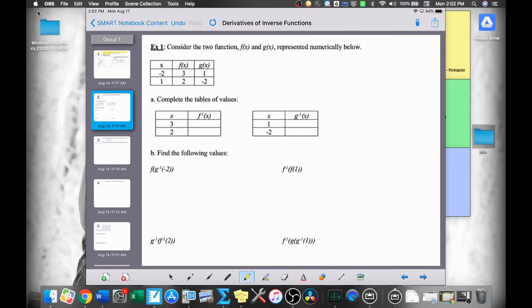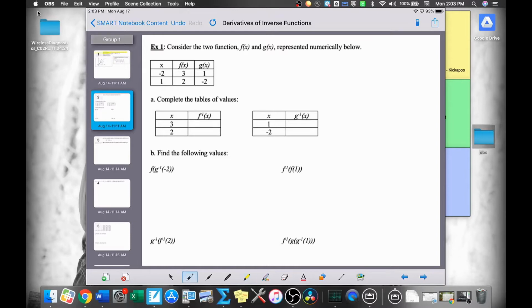Let's take a look at example 1. We are provided a small table here where we have two functions, f of x and g of x. We have two values of x that are given, x equals -2 and x equals 1, and then we have the corresponding y values on our f of x function and our g of x function. And we are asked to complete the table of values.